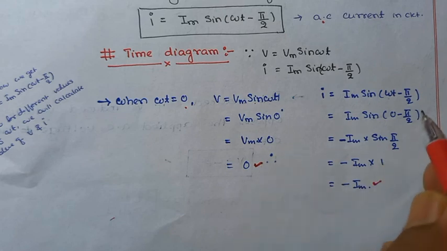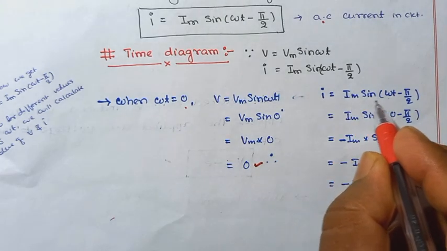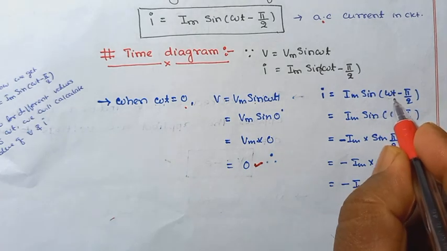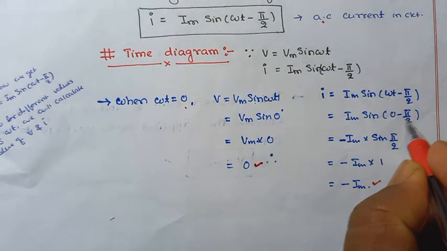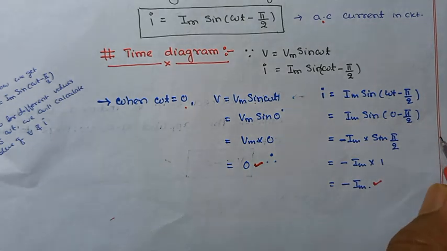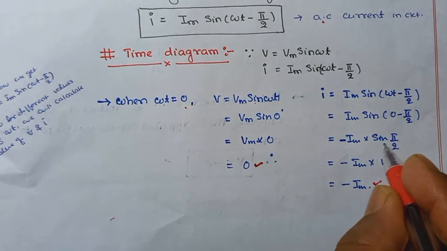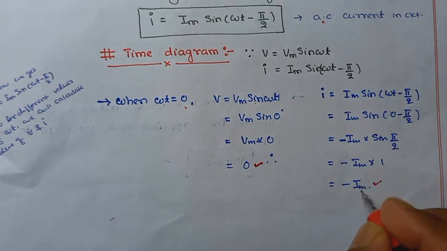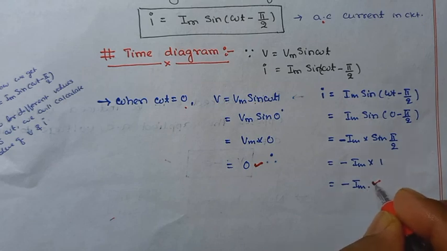Okay. Here I is equal to Im sin omega t minus pi by 2. In place of omega t, we write 0. So 0 minus pi by 2 is minus pi by 2. We all know sin of minus theta is equal to minus sin theta. So minus Im into sin pi by 2. Sin pi by 2 is 1. So minus Im into 1, that is minus Im.